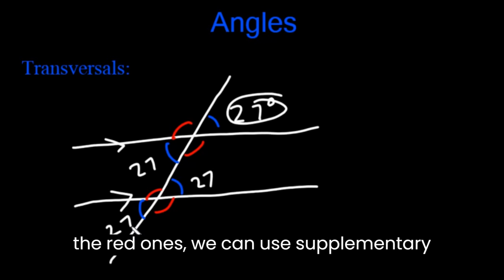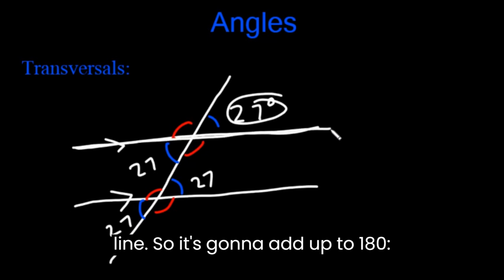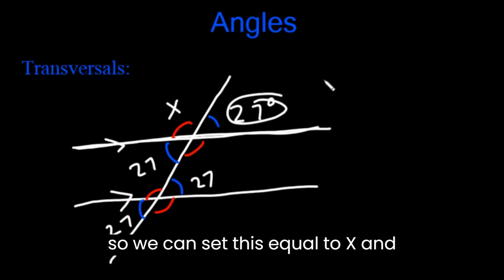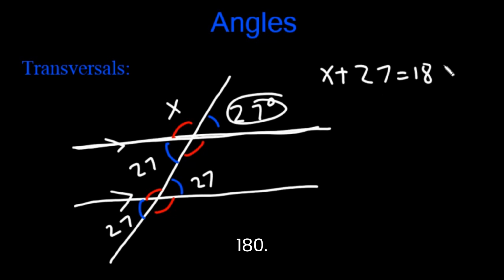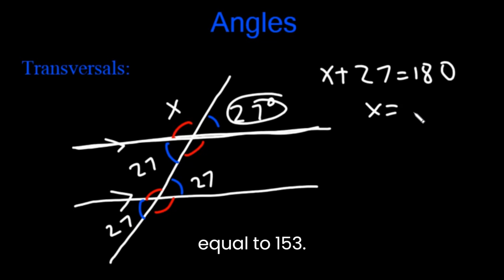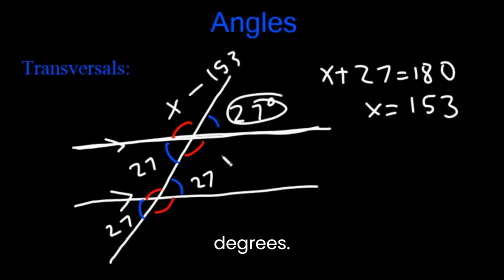Now, to find the red ones, we can use supplementary angles. That's because this is a straight line, so it's going to add up to 180. The angles are going to add up to 180. And so we can set this equal to x, and x plus 27 must equal 180. We already did this problem, so x must be equal to 153. So we know that all the reds will be 153 degrees.